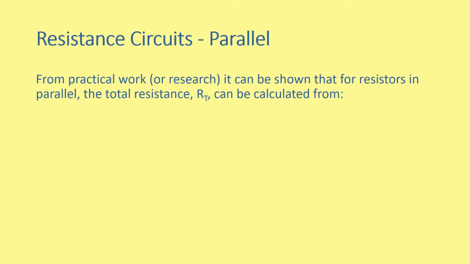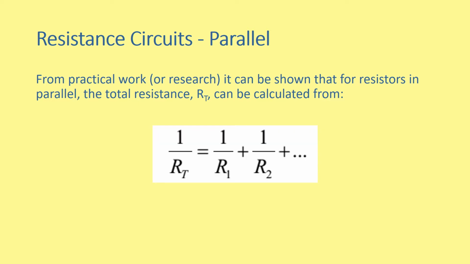So from practical work or from research, it can be shown that for resistors in parallel, the total resistance RT can be calculated from the following equation. 1 over RT is equal to 1 over R1 plus 1 over R2 and so on and so forth. And again, this relationship is on the relationship sheet.